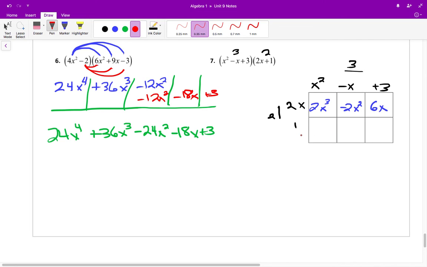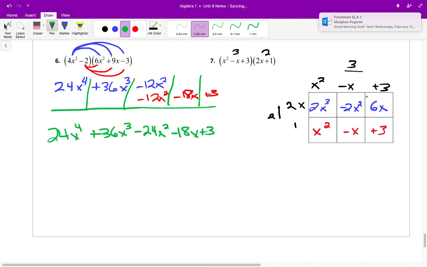All right, second row. The nice part about multiplying by 1 is it doesn't change anything. 1 multiplied by x squared is x squared. 1 multiplied by negative x is just negative x. 1 multiplied by 3 is just positive 3. So the good news with multiplying by 1 is that you really get to just copy down whatever it is you're multiplying by.